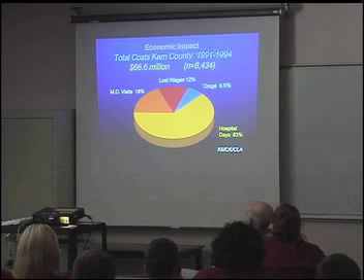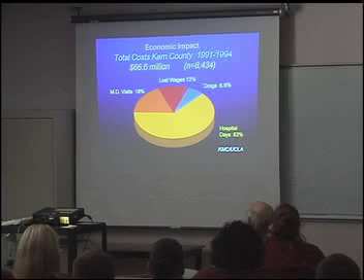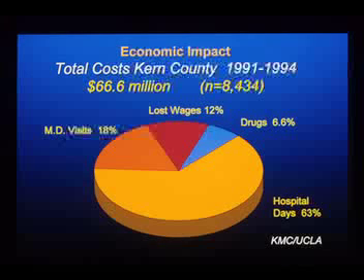The economic burden of that same year to the county of Kern was tremendous, with a total cost of the illness in terms of expenses of the illness and lost income and production was $66.6 million in 1991. So you can see this was a very, very major problem.